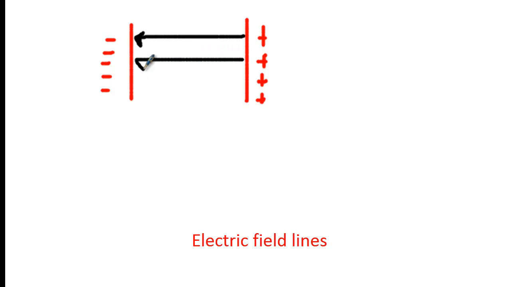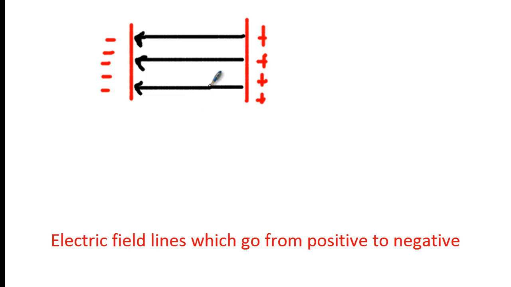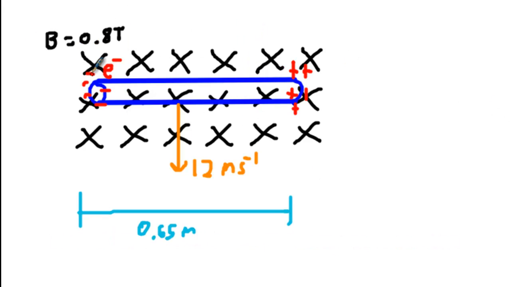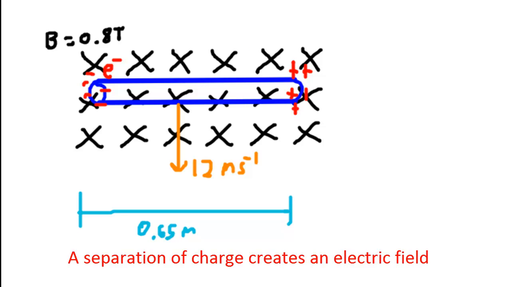What do we get? Well, I suppose that's quite similar to our electric field that we've been drawing in 1A, okay, which was draw the electric field. We got electric field lines which went from positive to negative. By having a separation of charge, by having electrons on one side and positive charges on the other side, we get this separation of charge which creates an electric field.